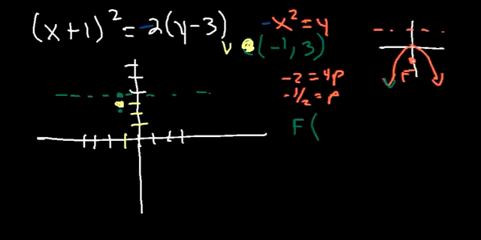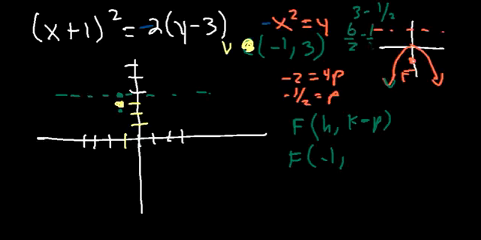So the focus is going to be h comma k, but since we need to go down, it's minus p. So h is negative 1, k is 3, but we need to go down by a half, so we need to subtract 3 by 1 half. So 3 is basically 6 over 2. Minus a half, that's 5 over 2. As you can see, the focus is at 2.5. It's between 2 and 3. So I'm going to draw a little F here for the focus.